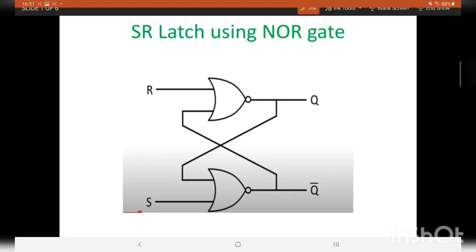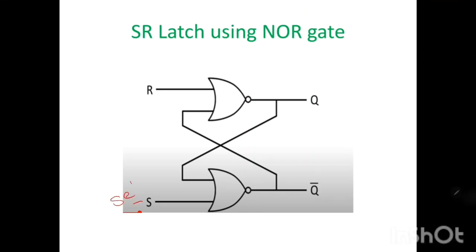SR latch, also called 1-bit memory device. Latch is a bistable circuit which has two stable states. SR latch has two inputs, set and reset, and two outputs, Q and Q bar, which are complements of one another.